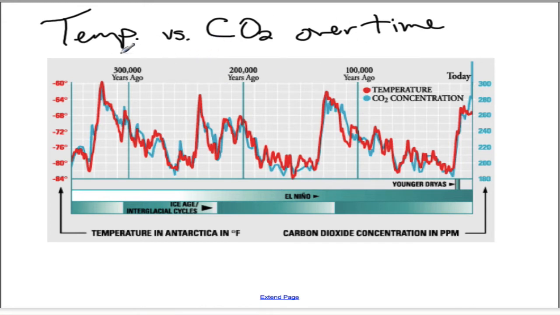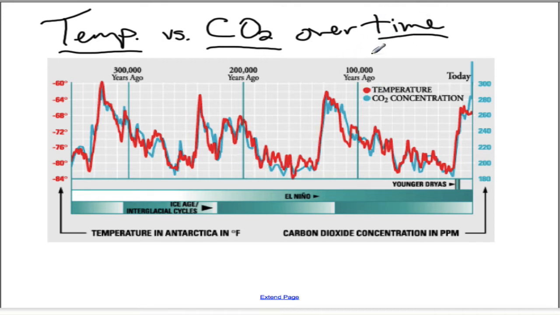Okay, so if we look at the title, it says we have temperature versus CO2 over time. Alright, so I've got temperature, which might be a variable. I've got CO2, which is a variable, and then I also have time. Those three things should be in my graph. So if I look, temperature, do I see that anywhere? Oh yeah, temperature is in red. Carbon dioxide, is that anywhere? Yep, that's in blue.